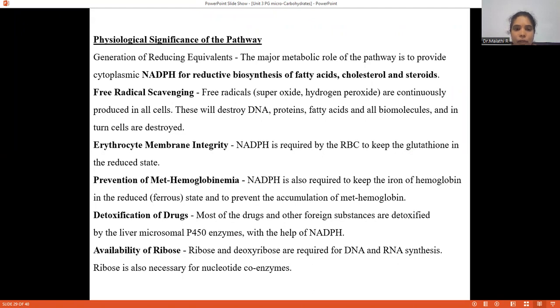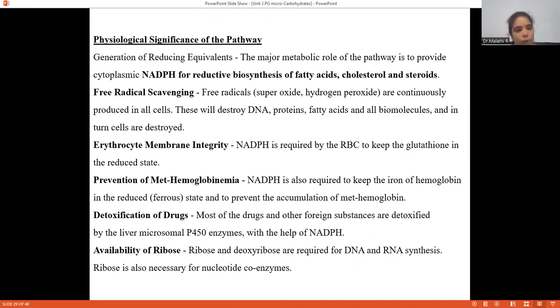In case they are not scavenged, these free radicals will destroy DNA, proteins, fatty acids, and all the biomolecular structures, which leads to the complete destruction of the cell. And apart from that, the reducing equivalents are also used to maintain the membrane integrity of your RBC cells. So RBC cell membrane integrity is maintained with the help of NADPH.